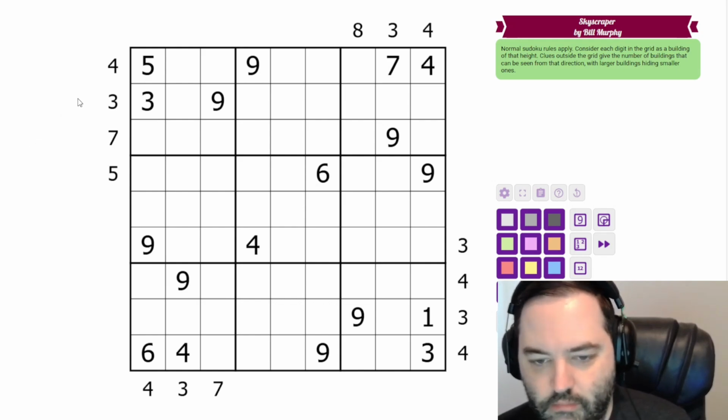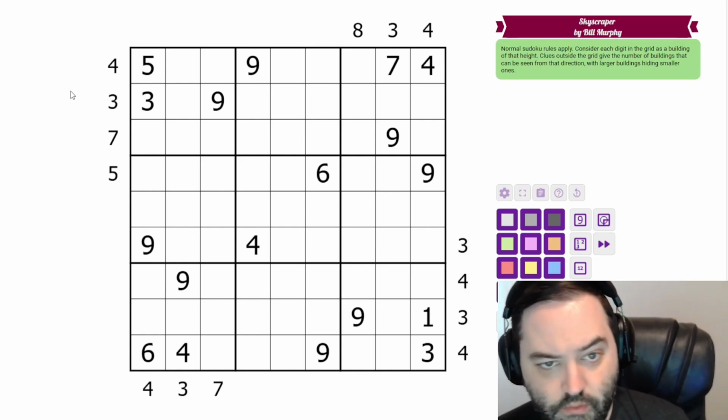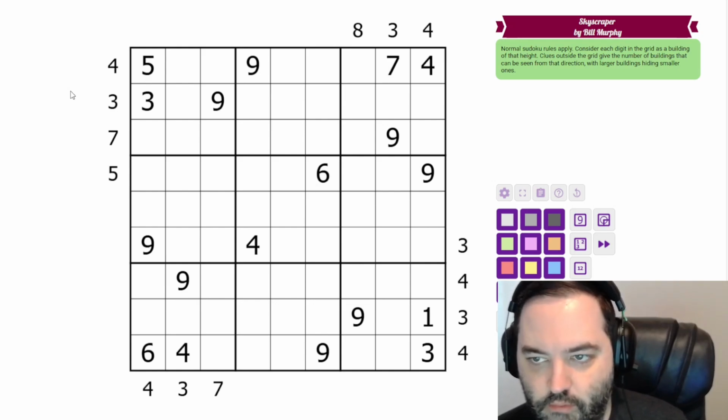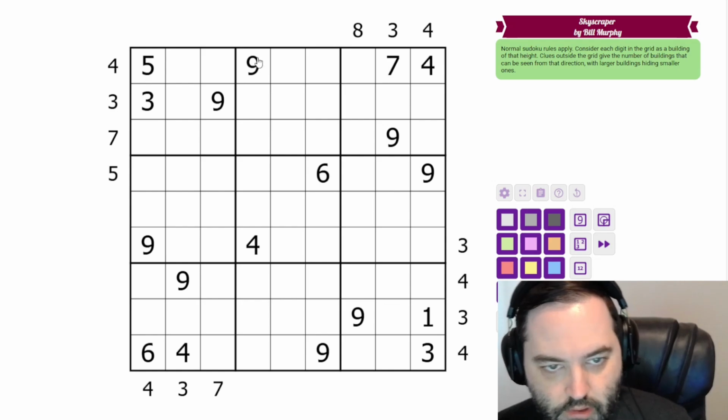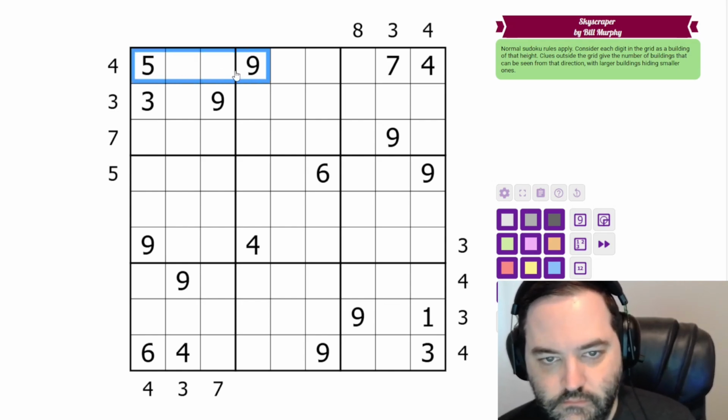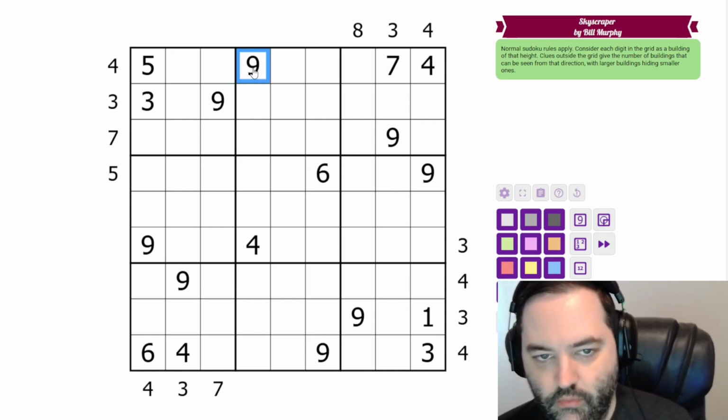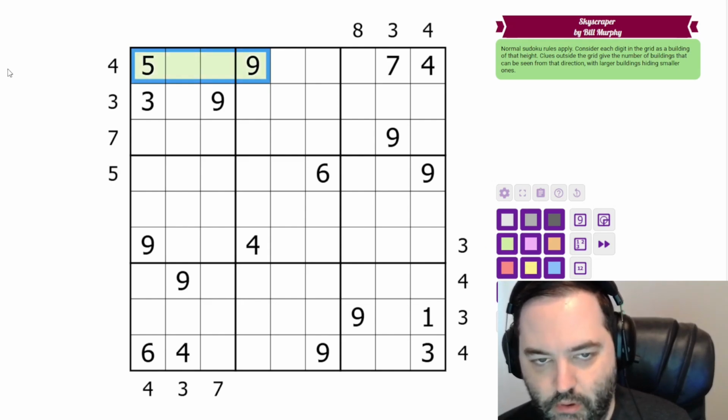Some of you are probably pretty familiar with how this rule set works, but if it's new to you, it definitely can be confusing until you solve a few puzzles. So let's start with that 4 clue that we were looking at. Because of the 9 here, we know that these 4 cells have to be part of the clue. We can't see anything beyond it.